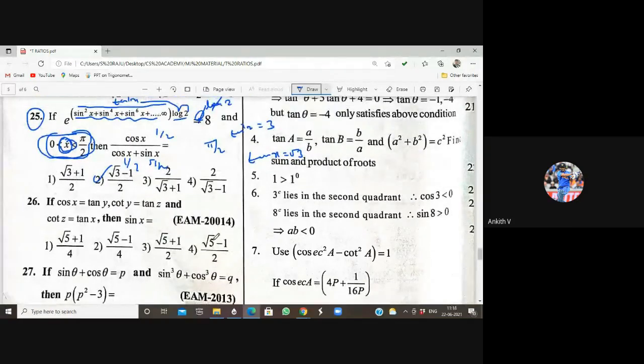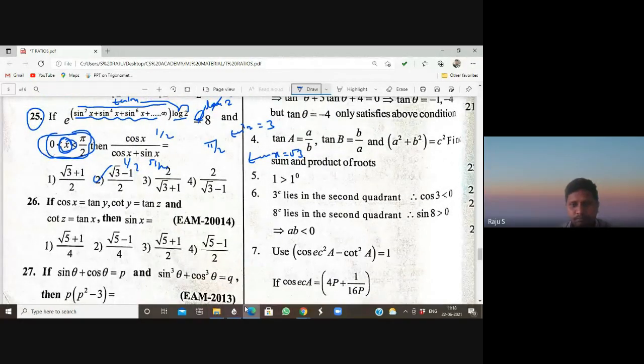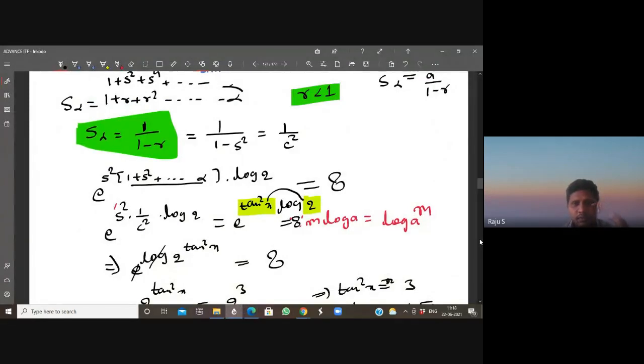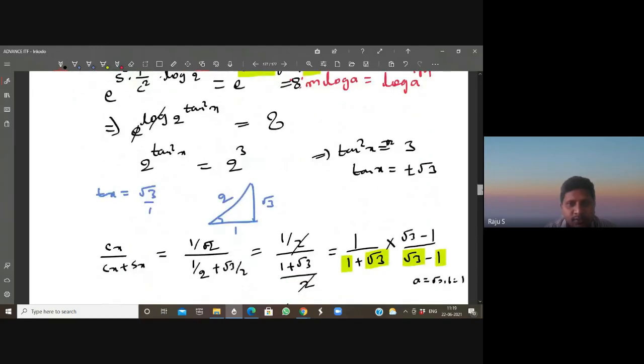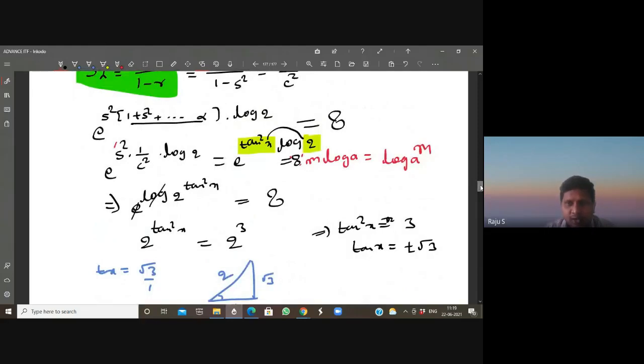Can you show the notes, sir? Yeah, sure. You should remember the geometric series, the sum of an infinite series which belongs to a geometric progression. Okay, I'll post this slide in your classroom. No problem.